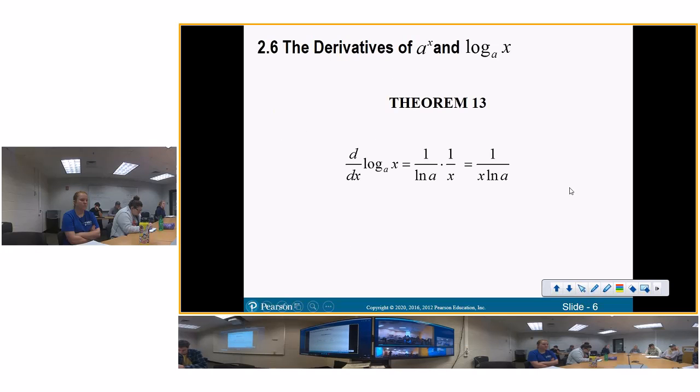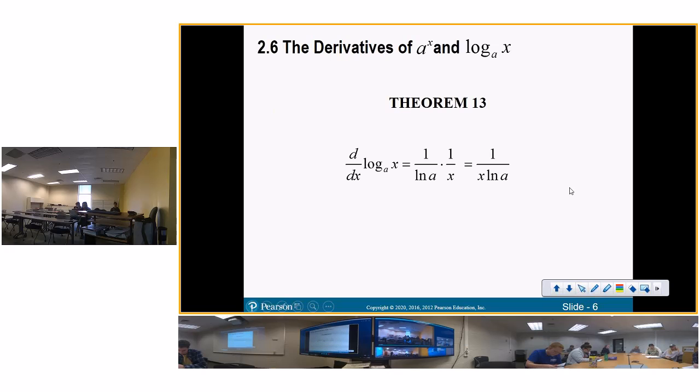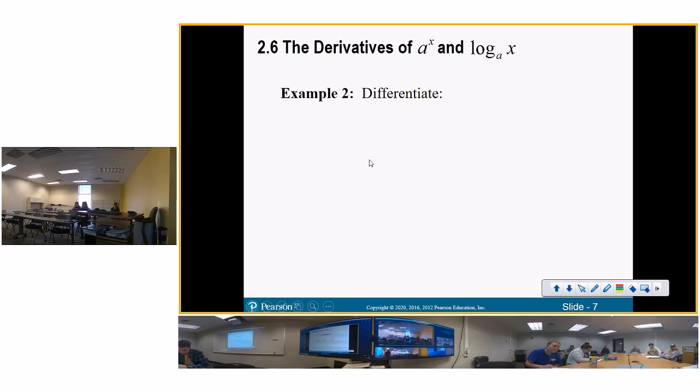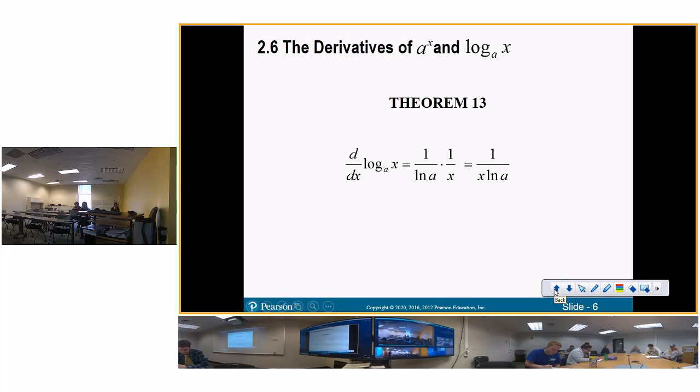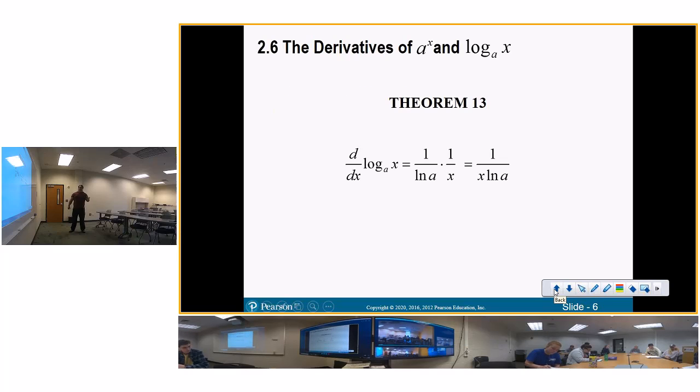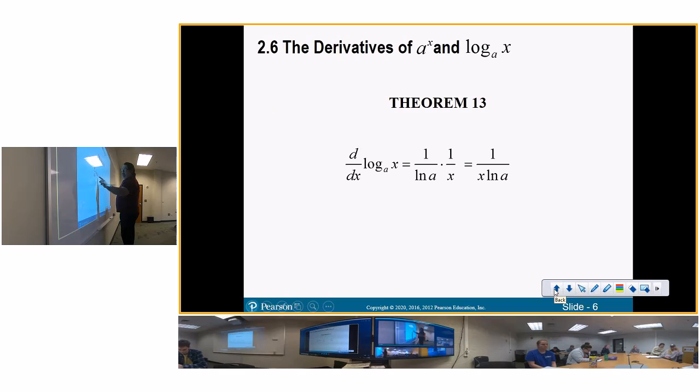Theorem 13: 1 over the natural log of a times 1 over x. That's when you have log base a of x. You're taking the derivative of log base a of x. Now that's different from what we were doing before, when we were doing log base 10 or log base e. Do you remember the change of base formula, when you have a different base? Well, this is what happens when you have a different base. You take the log of that base and put a 1 over it, and then the log of x. It's kind of like the change of base formula.